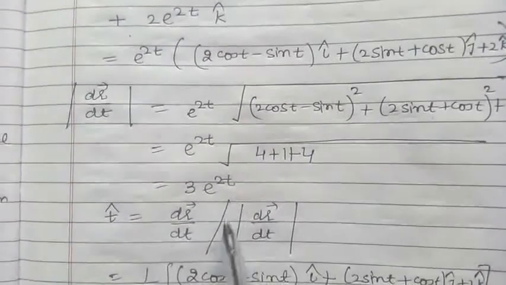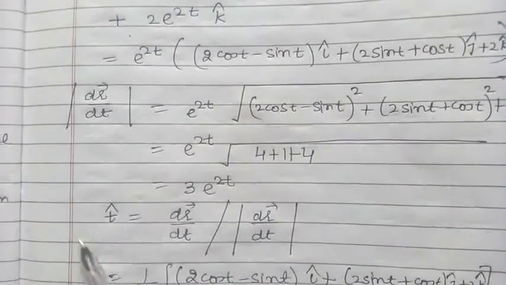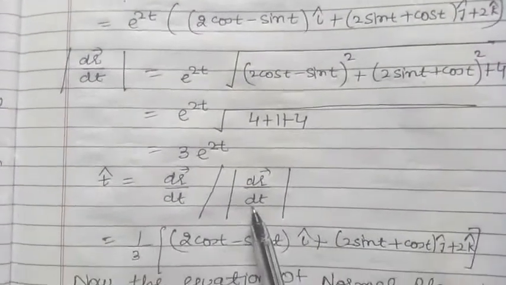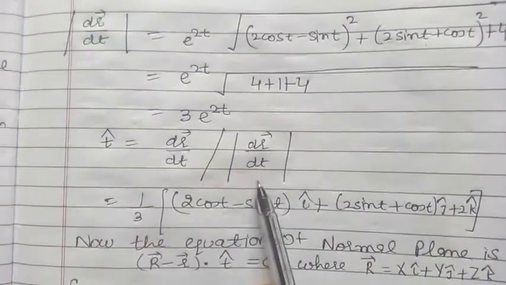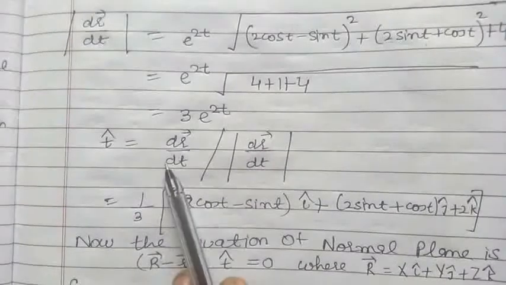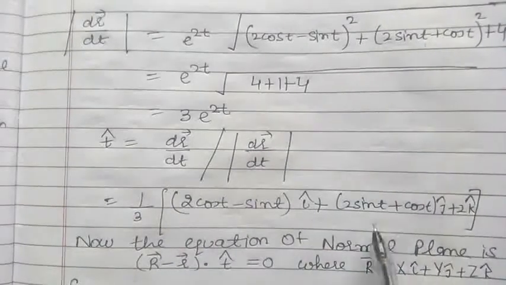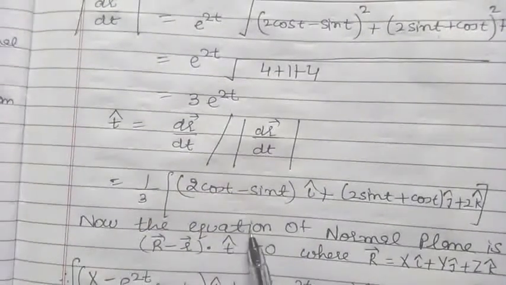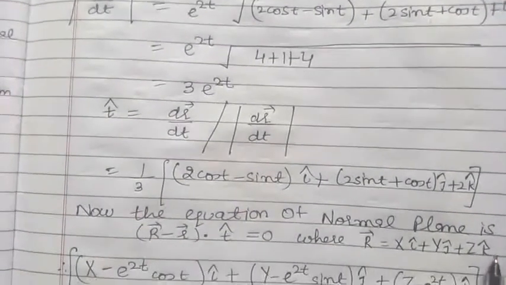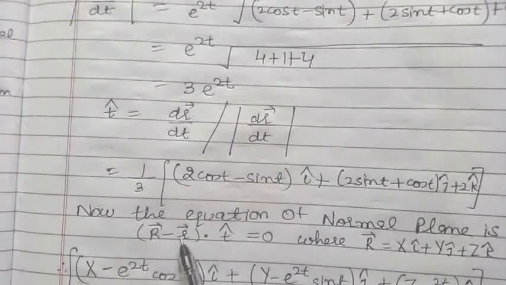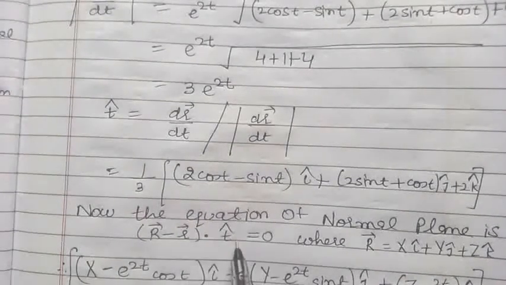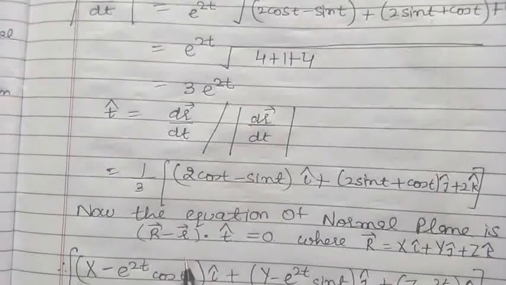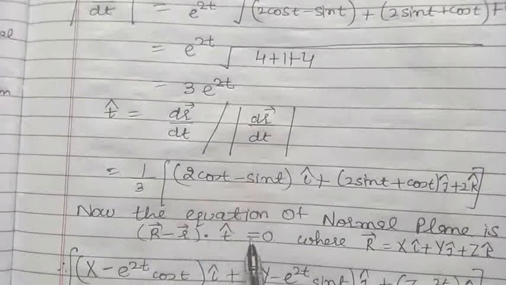Now let us find the unit tangent vector. By definition, unit tangent vector means the tangent vector divided by its magnitude. Now substituting the values of the tangent vector and its magnitude here, we get the unit tangent vector. Now, as we have already stated, the equation of the normal plane is given by the dot product of R minus r and t cap equated to 0. Now substituting the values of the vectors R minus r and t cap.